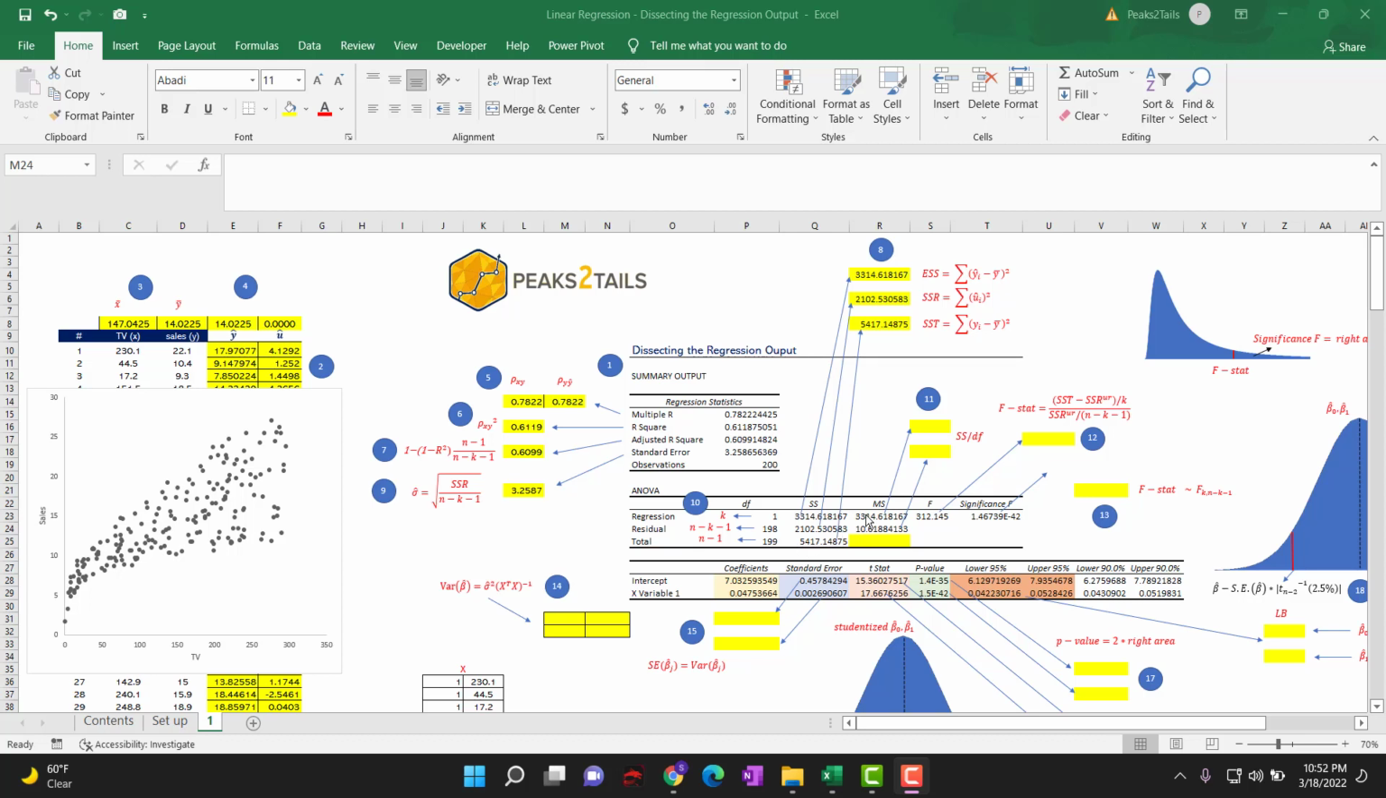Now we can calculate the mean squares. So we have the sum of squares. When we divide sum of squares by the degrees of freedom, we get the mean squares. So let's look at the first one, which is the mean square for regression, and that is equal to sum of square of regression divided by the degrees of freedom. 3314.62, which matches the output. And the second one is the mean square for residuals. So that is equal to sum of square of residuals divided by the degrees of freedom. 10.6188.